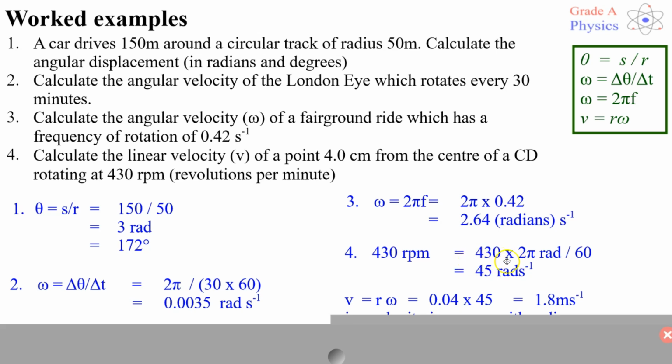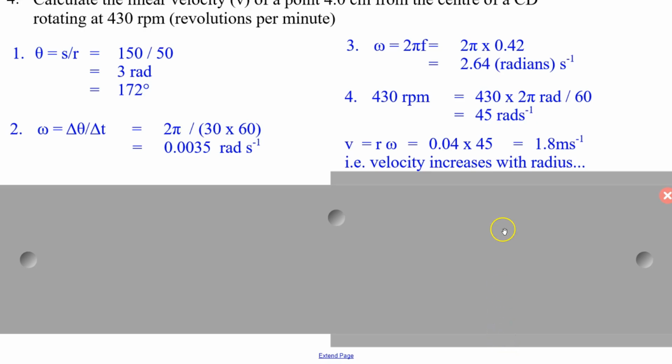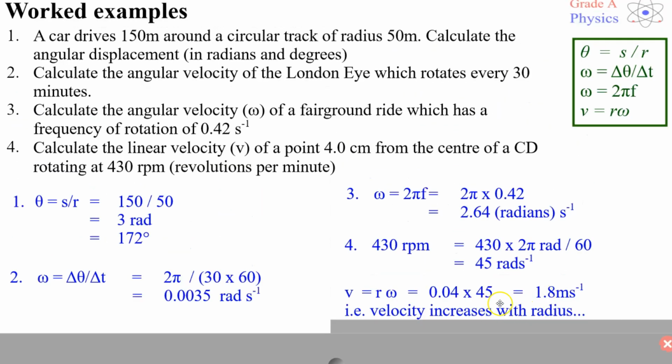So 430 revolutions, multiplied by 2 pi, would give us the number of radians per minute. Then we need to divide that by 60 to give us the radians per second. That's our first thing to do, and you would be expected to work with RPM and convert that into radians per second. The final stage, we're trying to find the linear velocity. So we can just multiply the radius, which we could convert into meters, 0.04, multiplied by the angular frequency, and we get 1.8 meters per second.